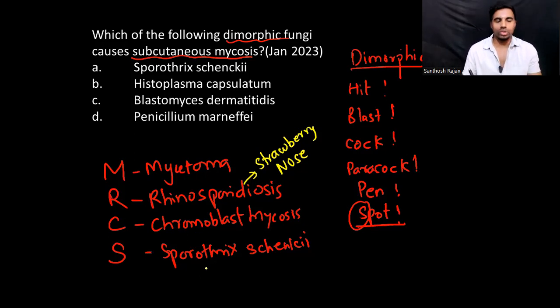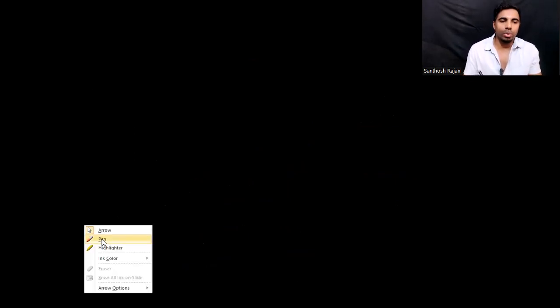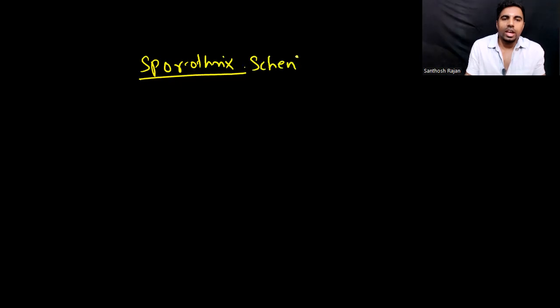Now, chromoblastomycosis, we're going to talk about it. Sporothrix schenckii, we're going to talk about it. Let's discuss Sporothrix schenckii a little bit. We already spoke about it, so there's nothing extra to say, but still, I'm going to revise it once again. Sporothrix schenckii, S-C-H-E-N-C-K-I-I. Mainly, this is otherwise called what?